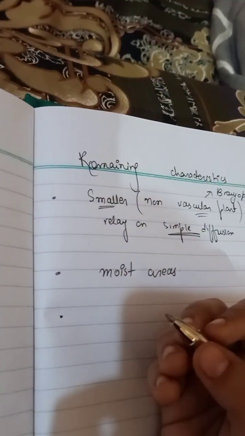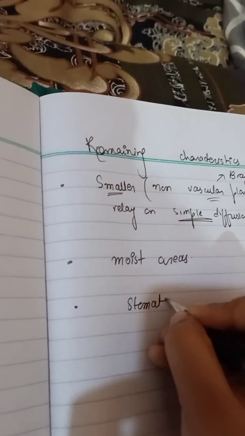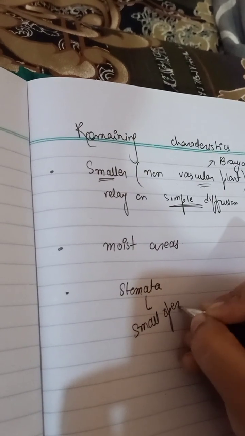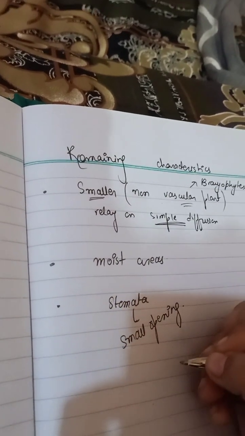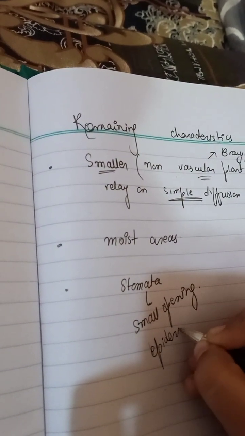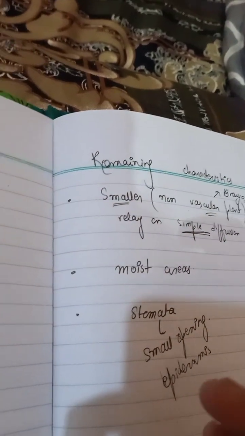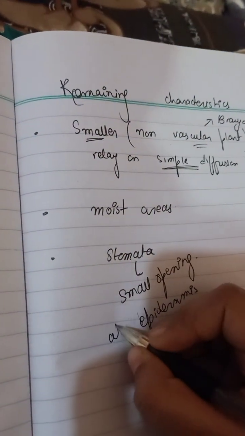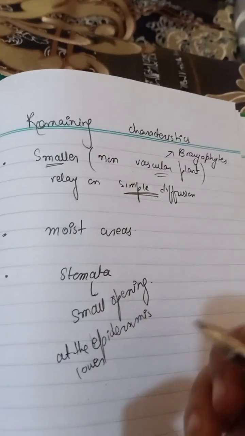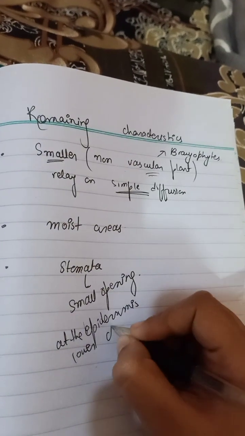Second, for the exchange of gases, they have stomata. Stomata is basically a small opening. It is usually present on the epidermis. Epidermis is the outer layer of the plant. We have the upper and the lower epidermis, and the stomata are usually present on the lower epidermis of the plant.